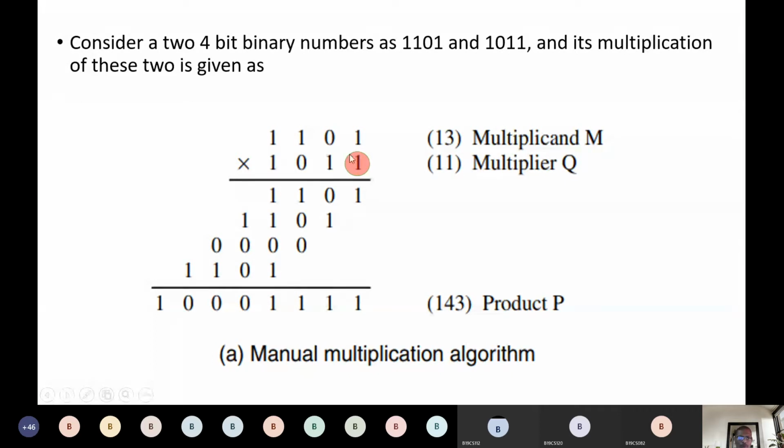We already know how multiplication is done in decimal. In decimal, we take the extreme right digit and multiply it with all the other digits. Here we take 1, the first value, and multiply 1 into 1, 1 into 0, 1 into the next, and 1 into the last. We get 1101. That's it: 1 multiplied with 1101 gives 1101. Again, 1 multiplied with 1101 gives 1101.